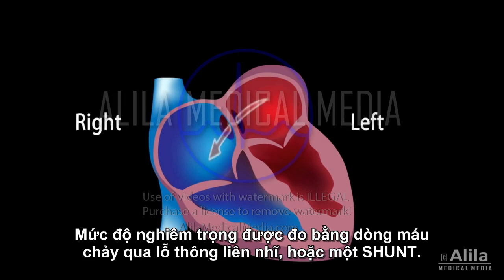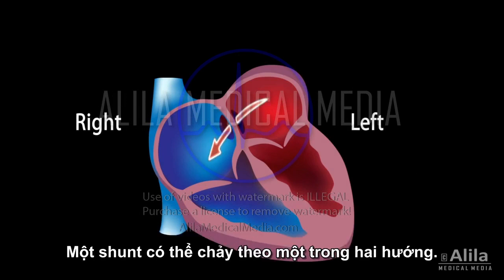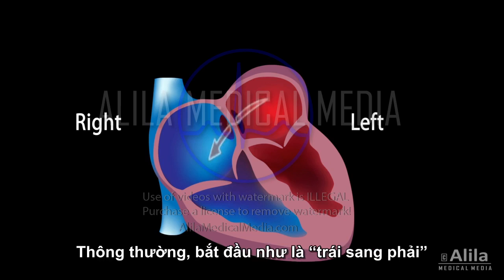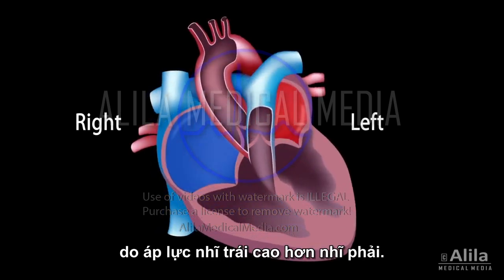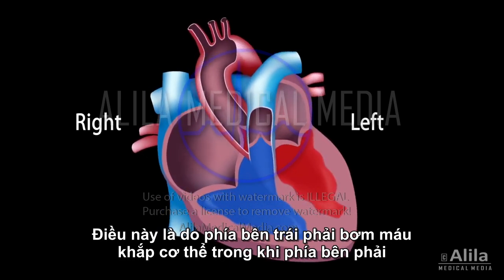A shunt can be in either direction. Commonly, the condition starts as a left-to-right shunt due to significantly higher blood pressure in the left side of the heart. This is because the left side has to pump blood all over the body, while the right side only needs to send it to the lungs.